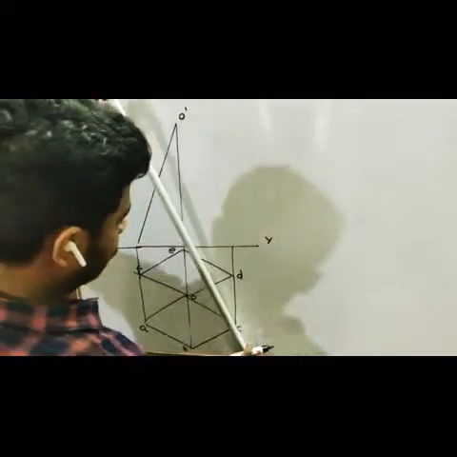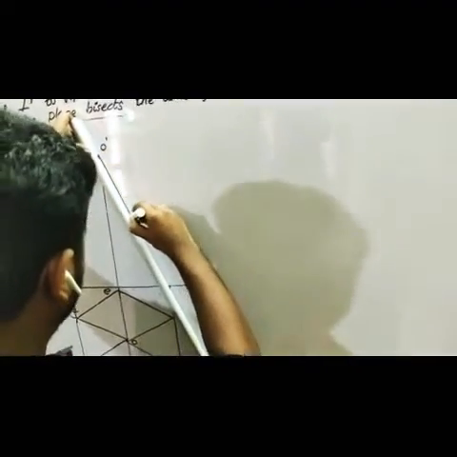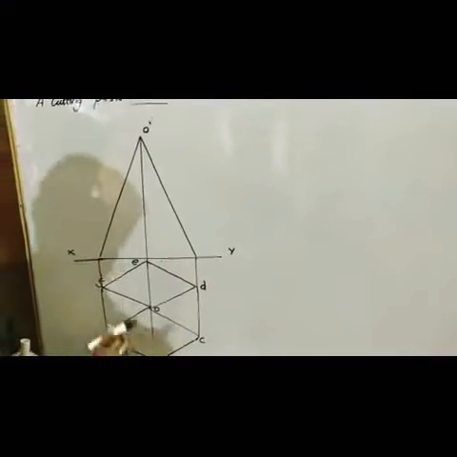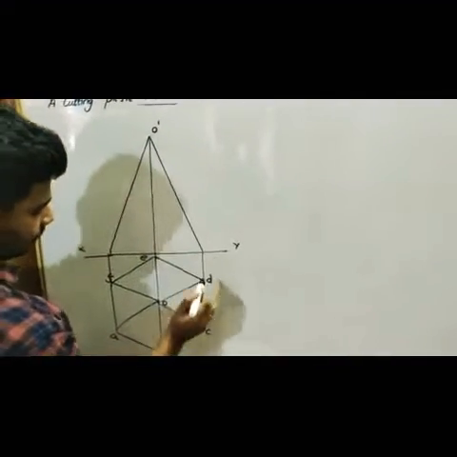So this is one edge, and one more edge will be here. So I just connected the pyramid like this, right? So now give the names for the pyramid.